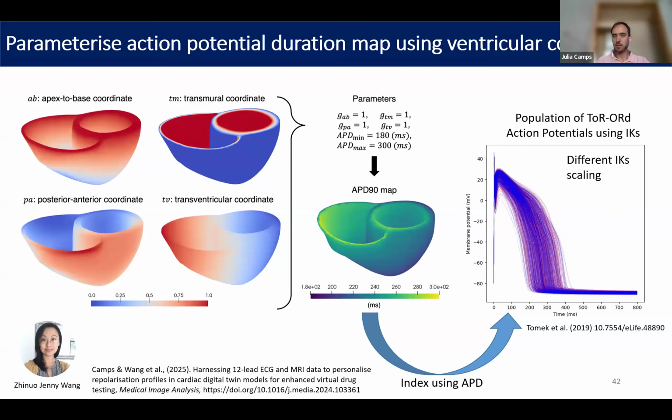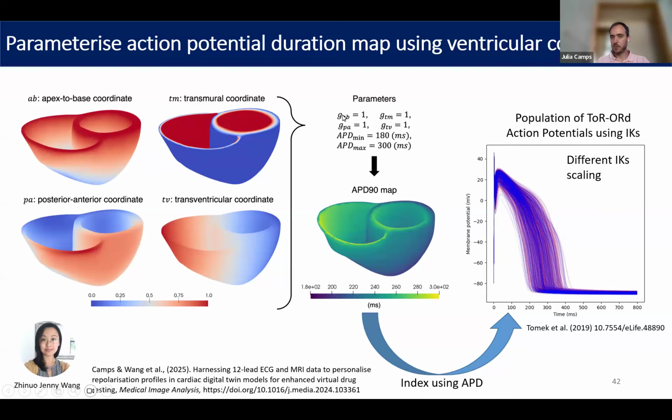In a similar way, after we have done the inference for the activation part of the parameters using the QRS part of the ECG, now we can do the repolarization ones, the other part, the ones that only affect the T wave. For this, we use linear gradients of action potential duration that have been reported in the literature.